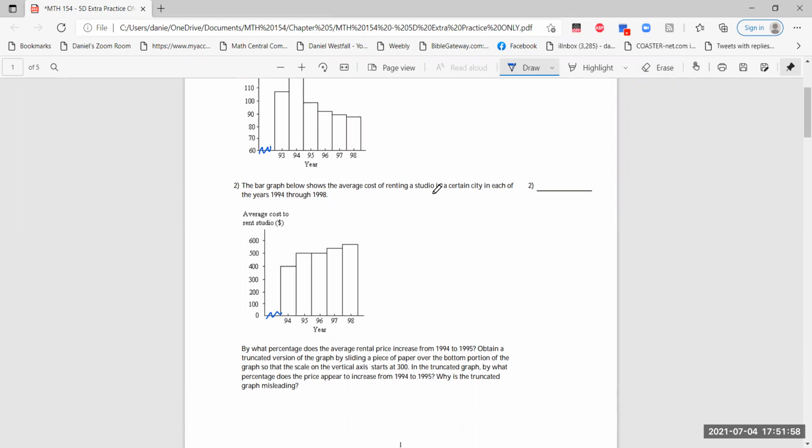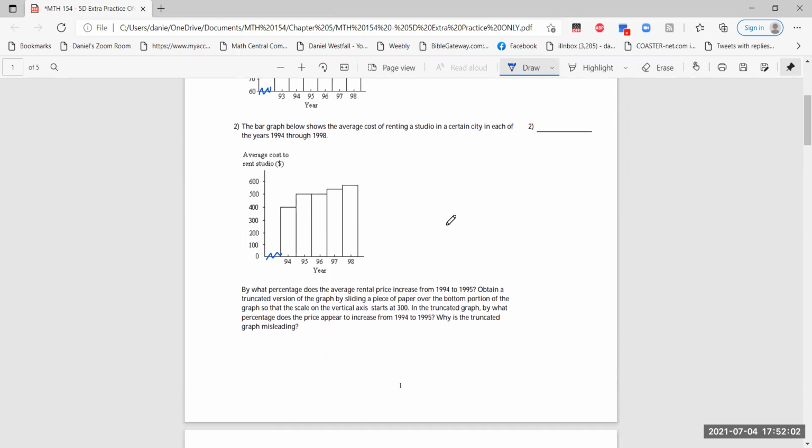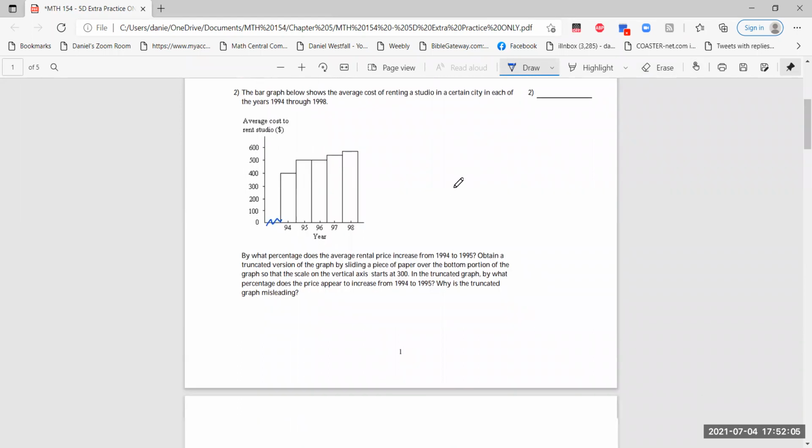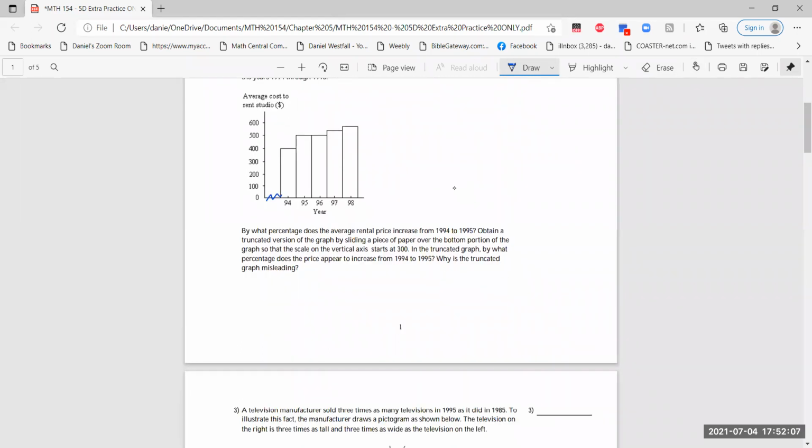But look at this. The bar graph shows the average cost of renting a studio in a certain city. By what percentage does the rental price change from 1994 to 1995? So we do percent change. We would do final minus original divided by original, which is going to be 25%, right?